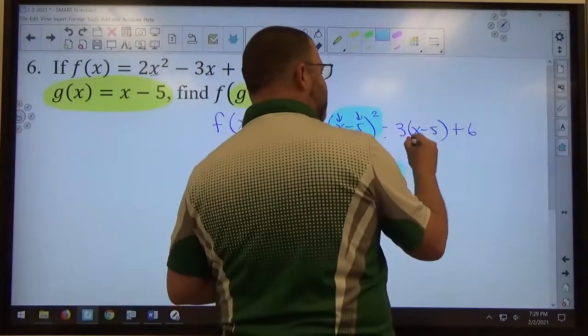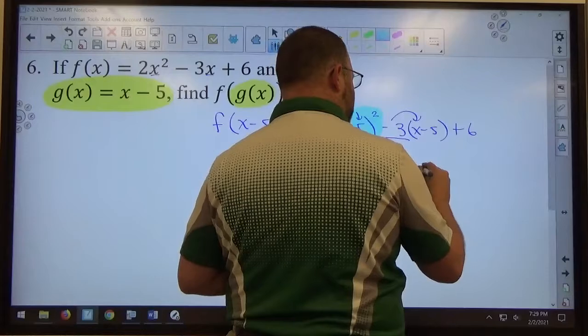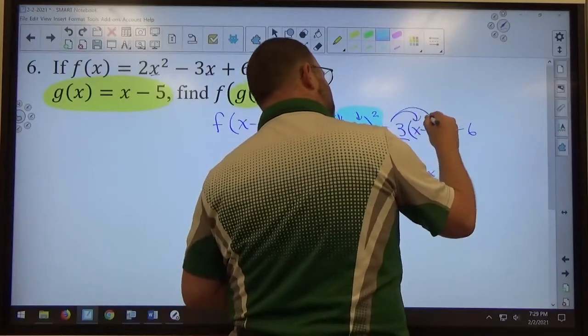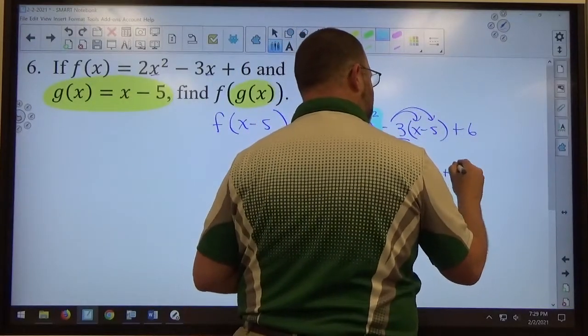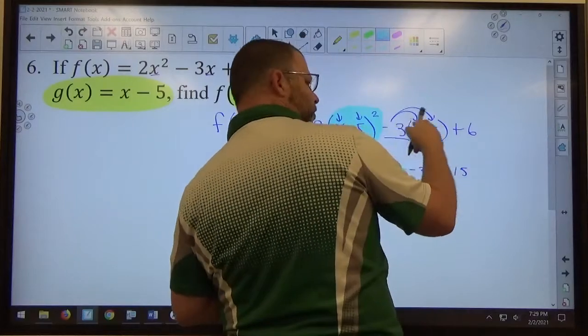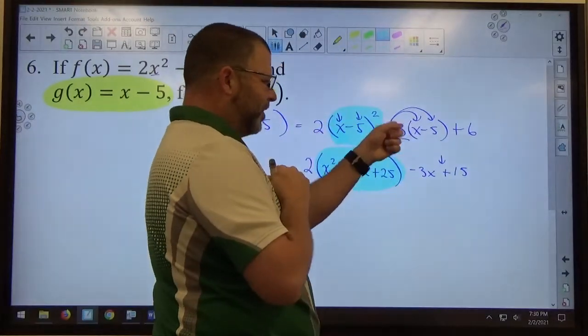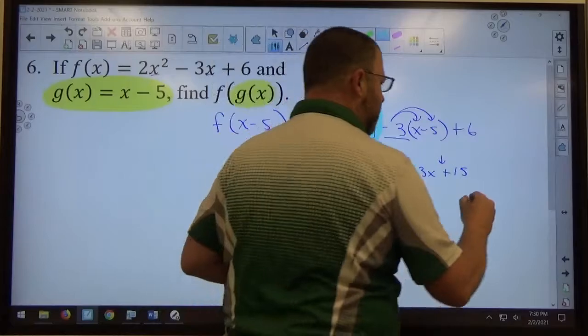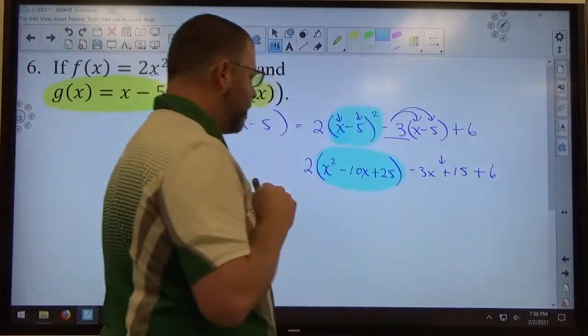And then I've got minus 3 times x is minus 3x. I've got minus 3 times minus 5 is plus 15. Be careful, this is a plus sign because two negatives make a positive. This sign is attached to the 3, it's distributing through. We have plus 6.